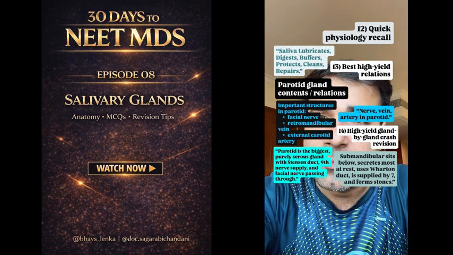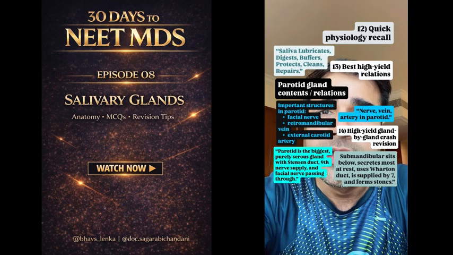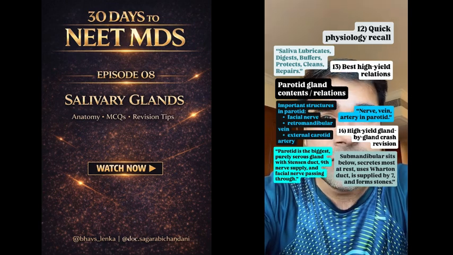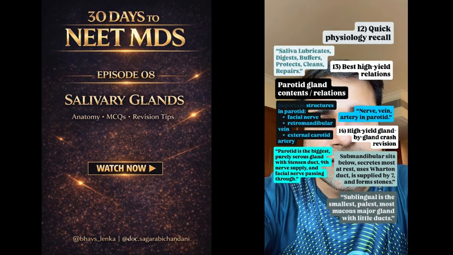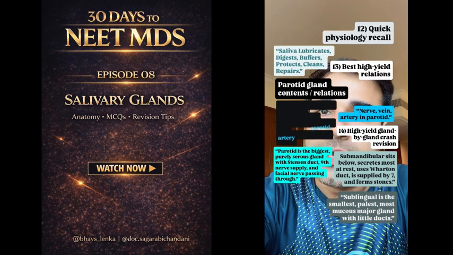stones. Sublingual: smallest major salivary gland, mixed, mostly mucus, multiple ducts of Rivinus. Parasympathetic, cranial nerve number 7, floor of the mouth gland. Memory sentence: sublingual is the smallest, palest, most mucus major gland with many little ducts.